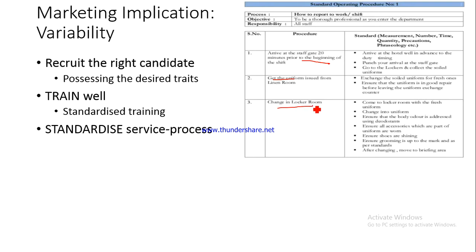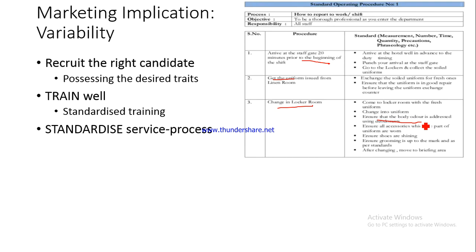So they have prescribed right in the beginning that you have to come at least 20 minutes before. You can come more than 30 minutes before the beginning of the shift, but you have to come at least 20 minutes before the shift begins. So what does this mean? This means that every single service provider, every single employee will turn up for his shift at least 20 minutes before the beginning of the shift. And then he'll have to go to the locker room and get the uniform issued, and then he'll have to change to the new uniform that has been issued to him, right? And the various standards have been prescribed here, right?